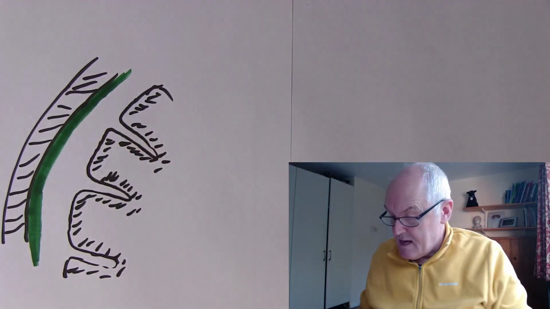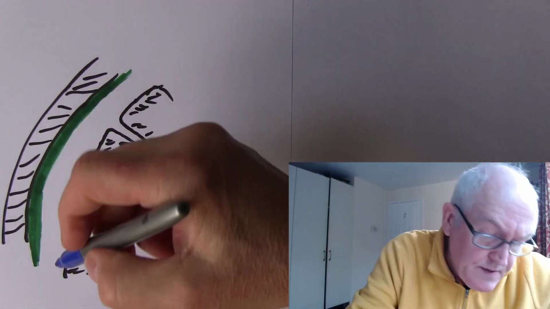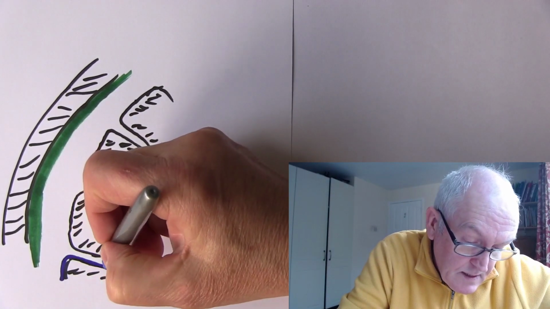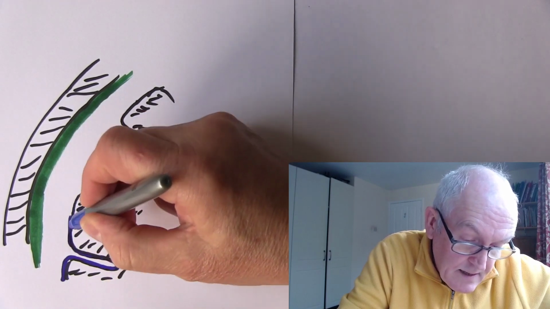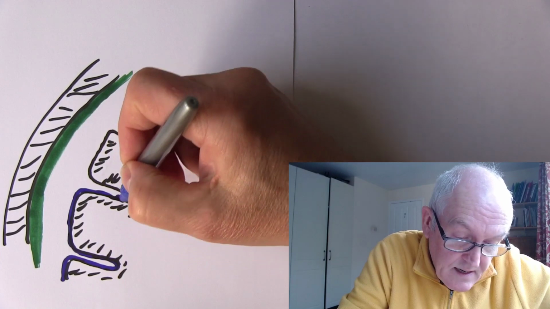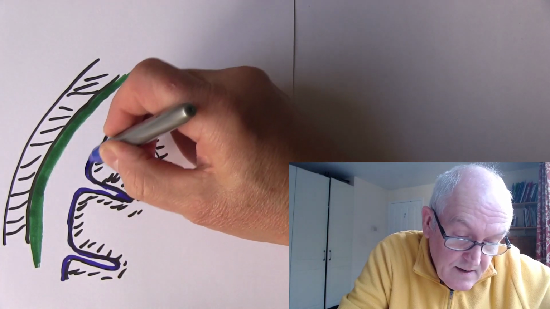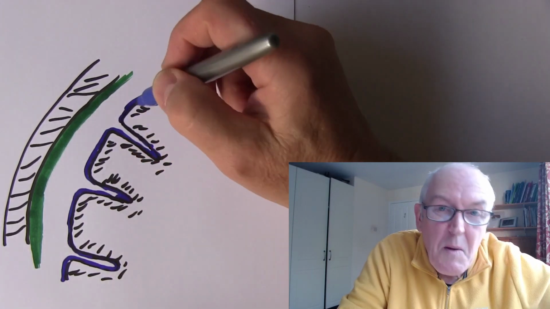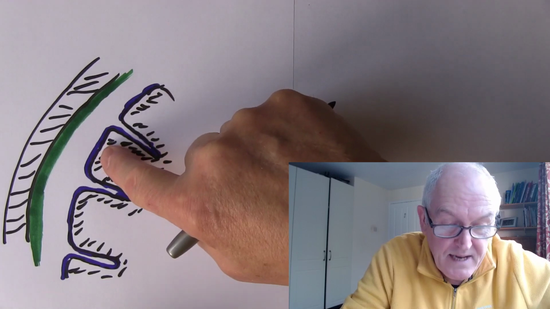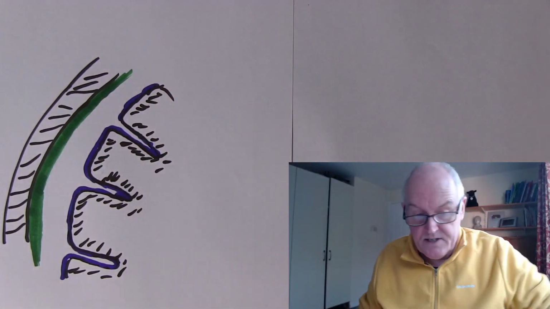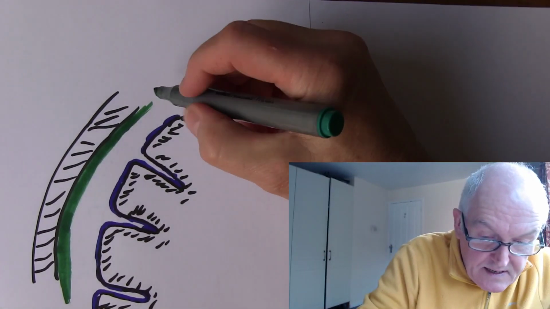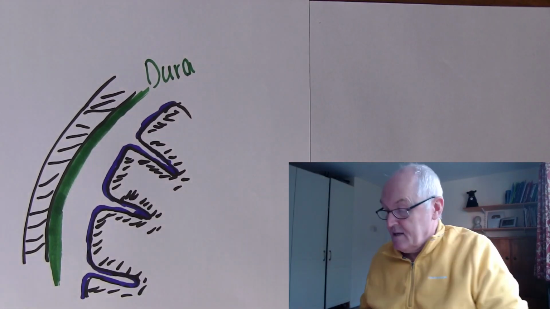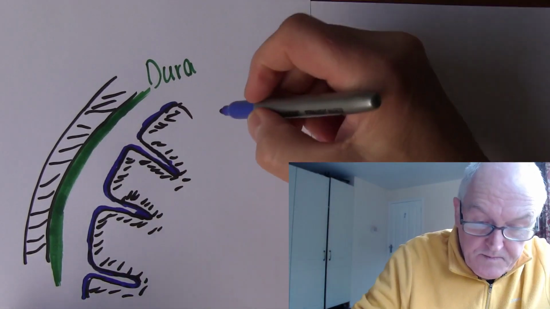There. And then lining the surface of the brain itself, or if this was at the spinal level, lining the surface of the spinal cord, we have a thin, delicate layer here, lining the surface of the brain, going down the sulci, up the gyri, down the sulcus. And this is the pia mater. So this is the pia mater. So we could maybe just write that on to remind ourselves. So it's dura mater in green, and pia mater in blue.